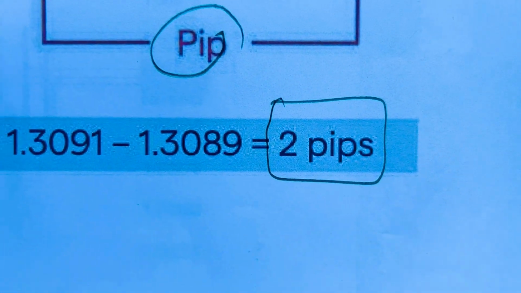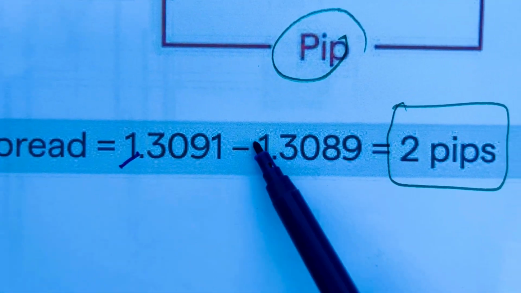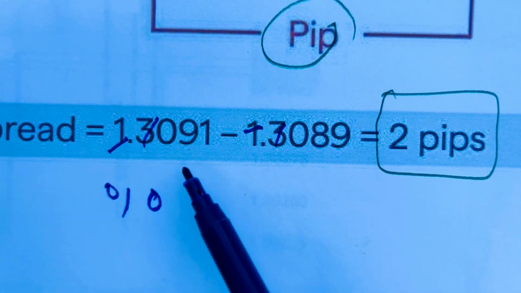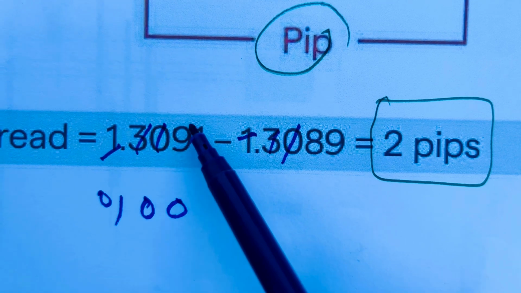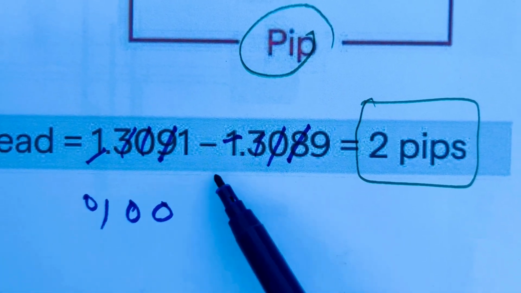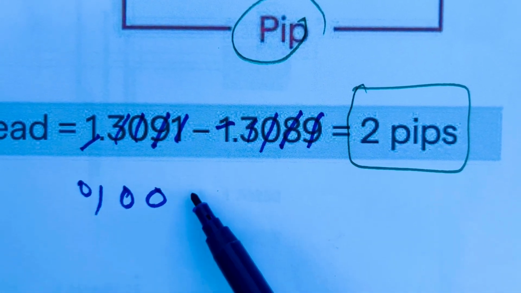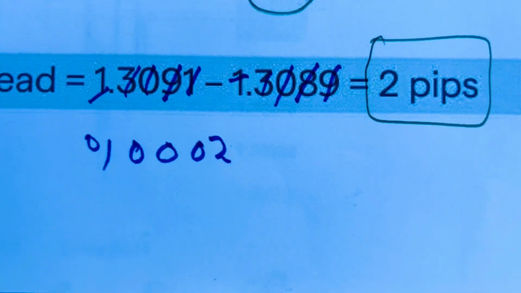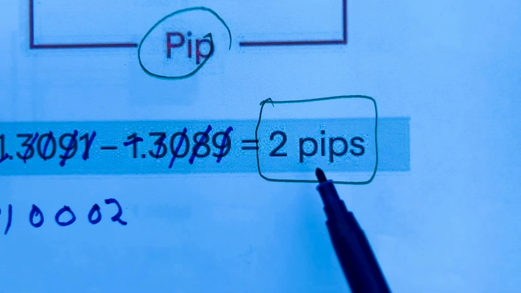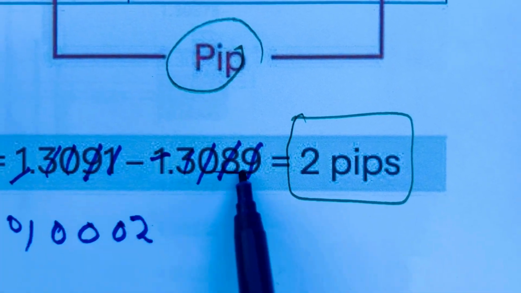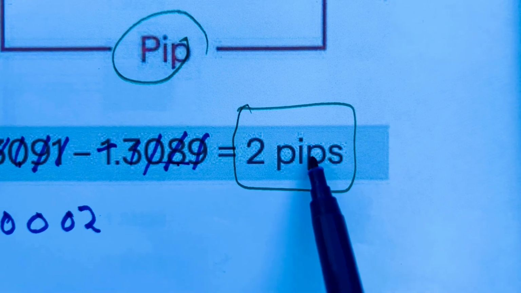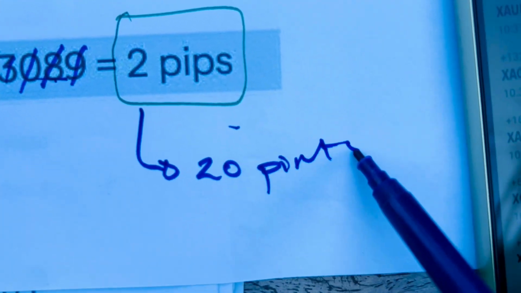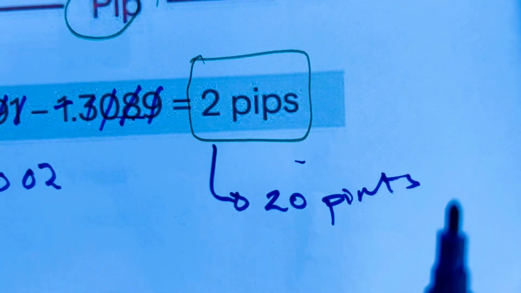You'll get a difference of 2 pips, because if you subtract this from this, you get 0, and so on for each digit, until the last one gives you 2. I trust you understand. So we have 2 pips. When you subtract these prices, you get 2 pips, and this 2 pips is equivalent to 20 points, to be precise.